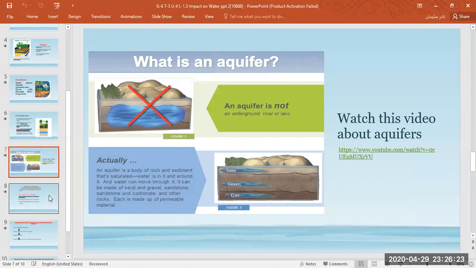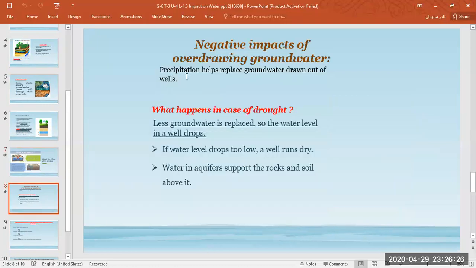Now, as we said also, precipitation helps replace groundwater drawn out of wells. When people extract groundwater through wells, this groundwater should be replaced in order to stay available under the ground in the aquifer. So how can groundwater be replaced? By precipitation every winter. Precipitation like rain and melted snow seeps down into the soil and flows down and down to reach the aquifer and be stored there.